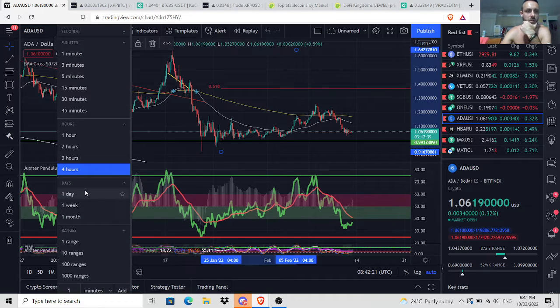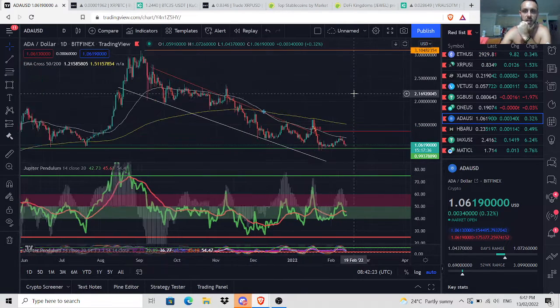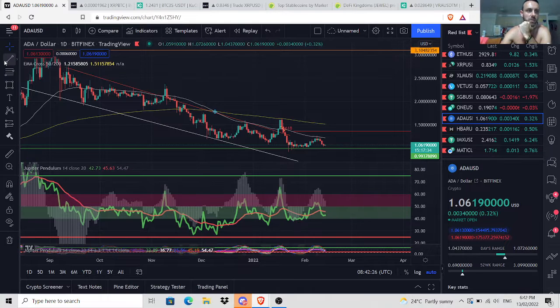Okay, but resistance is always going to be there. This is the 4 hour. Let's have a look at the daily. This is the daily trend after all. And look, we've got this massive divergence.